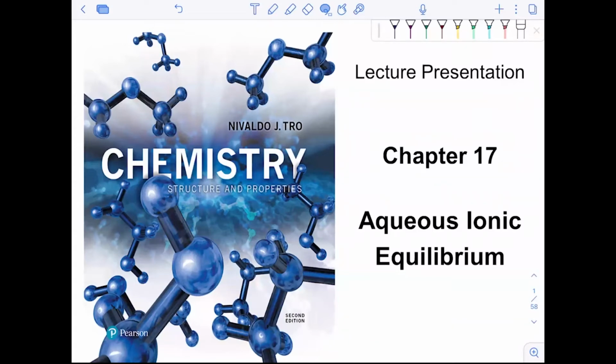All right, welcome to chapter 17. We are going to be looking at aqueous ionic equilibrium reactions in this chapter, specifically looking at buffer systems. So we'll talk about sections 1 through 3, which will talk about preparing a buffer, how to calculate the pH of a buffer, and then also what happens when an acid or base is added to a buffer. What's the new pH?